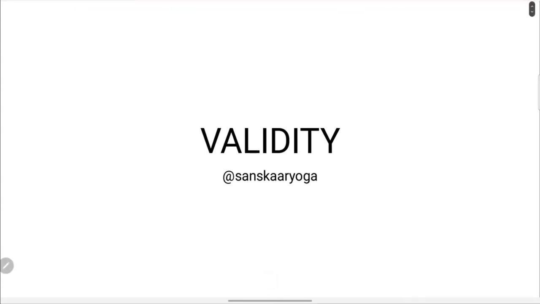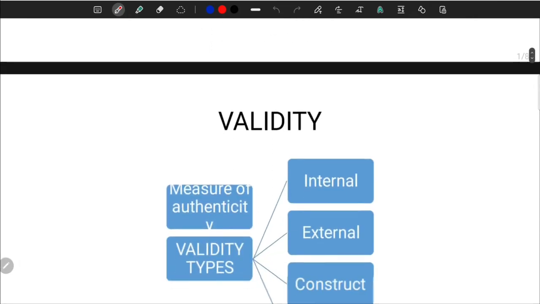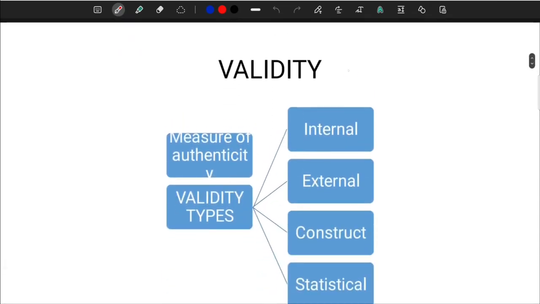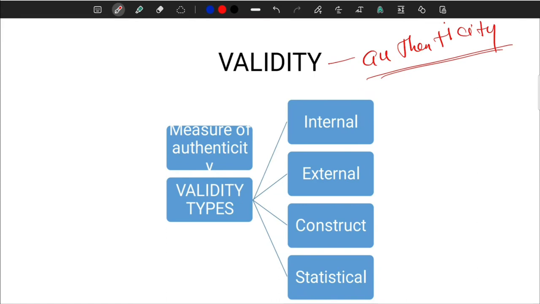So what is validity? It's like a measure of authenticity. Authenticity is like which can tell you, yes, we can use this tool or we can use this object.